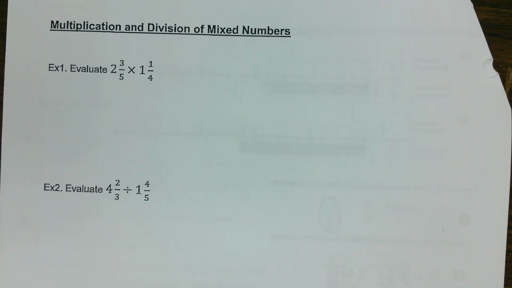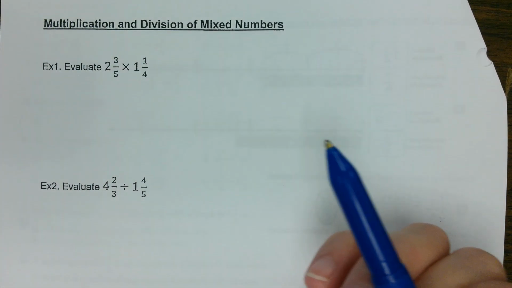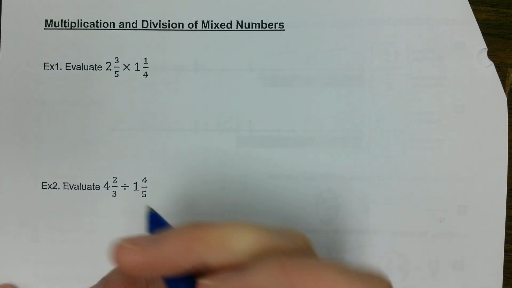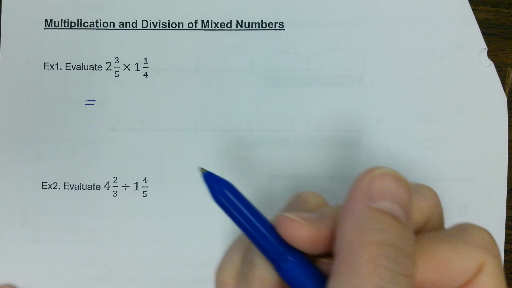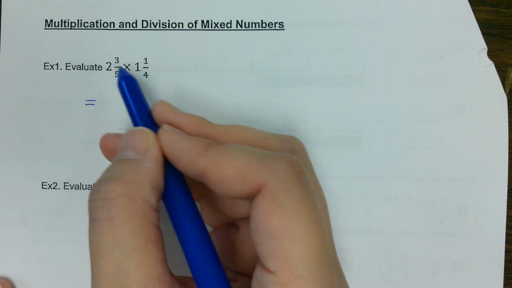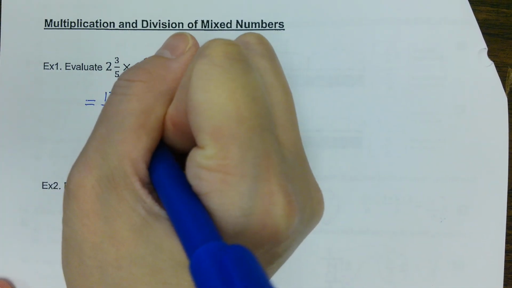All right. So now that we know how to convert, we're gonna use what we know to multiply and divide mixed numbers. Right. So this is the main part of the lesson today, the multiplying and dividing mixed numbers. Okay. When we do this, what we want to always do first is change it to an improper fraction. So change these to an improper fraction. So 5 times 2 is 10. 10 plus 3, 13 over 5.